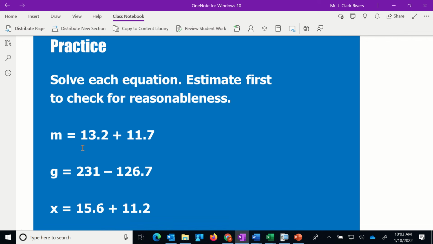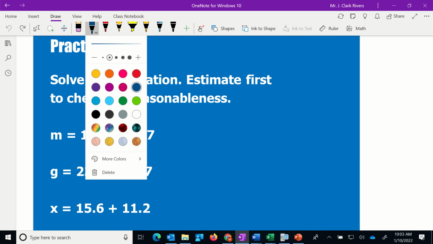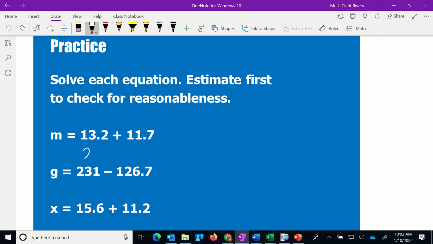Sarah Kate. 13 plus 12. What's 13 plus 12, Sarah Kate? 25. So 25 is our, I'm going to write in white here. It shows up on this blue better. All right, so 25 is going to be our estimate there.